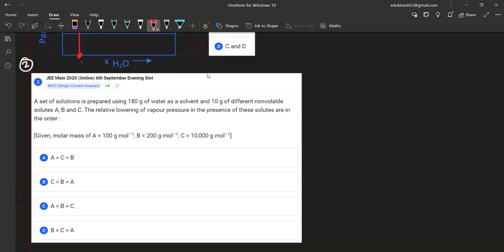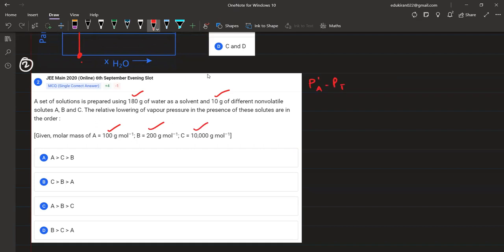Write this question. A set of solutions is prepared using 180 gram of water as solvent and 10 gram of different non-volatile solutes A, B, and C. That means we are using the same amount of water and the same amount of non-volatile solute also. The relative lowering of vapor pressure in the presence of these solutes is in the order... Ye order batana hai aapko. They have only given the difference between A, B and C. A's molar mass is 100 grams, B's molar mass is 200 grams and C's molar mass is 1000 gram.